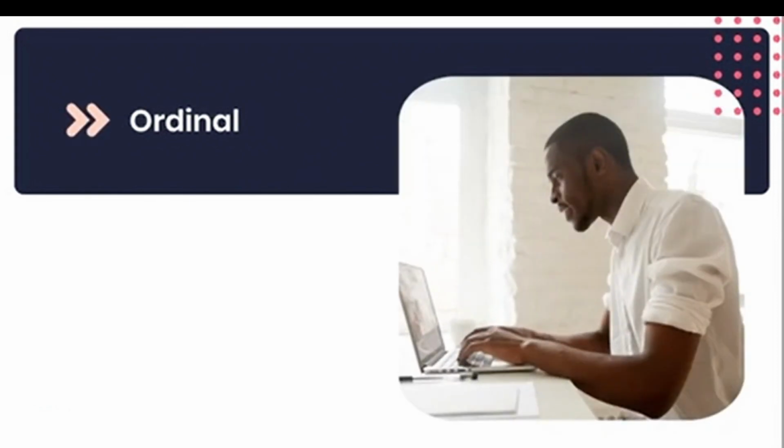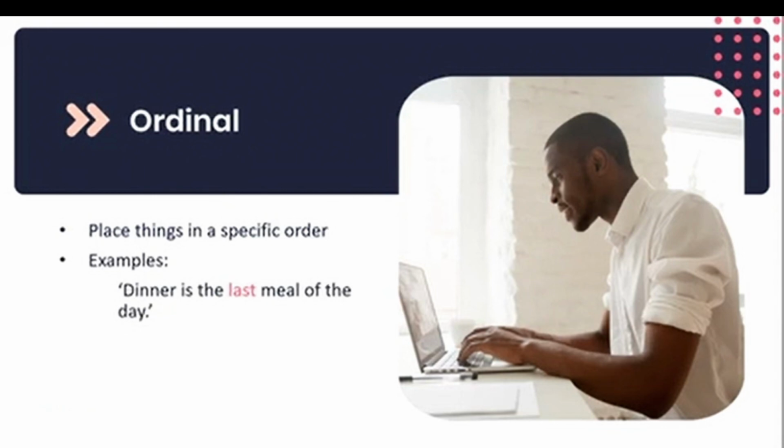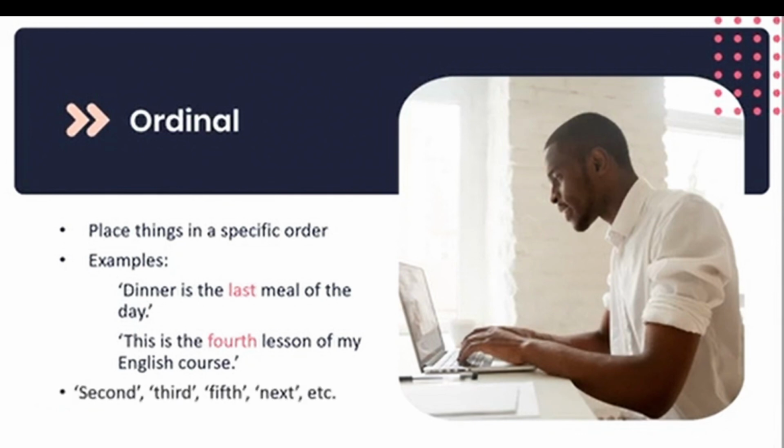Now the next type of determiner is an ordinal. Ordinals place things in a specific order. For example, dinner is the last meal of the day, meaning that dinner is the final meal of the day. This is the 4th lesson of my English course, meaning that this is lesson 4 of the English course. Other examples are 2nd, 3rd, 5th, next, and so on.